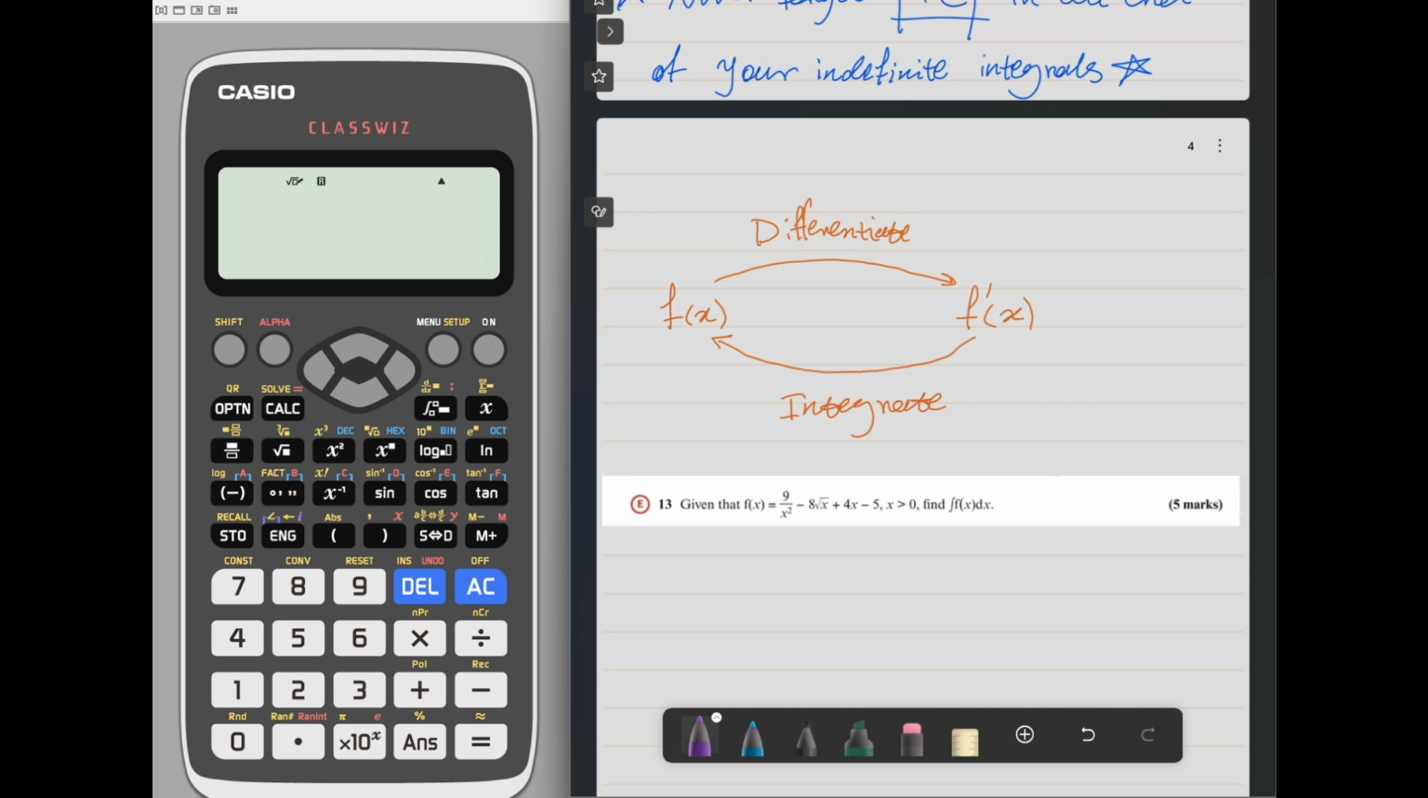So, from f of x to f dash x, if you want to get from f of x to f dash x, then you differentiate.